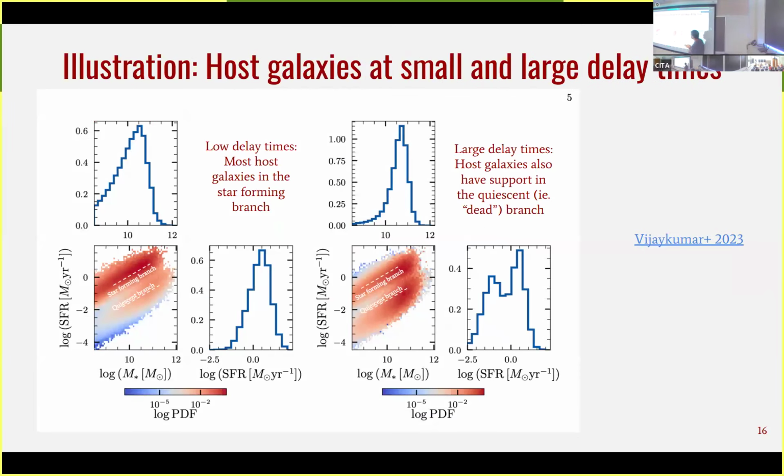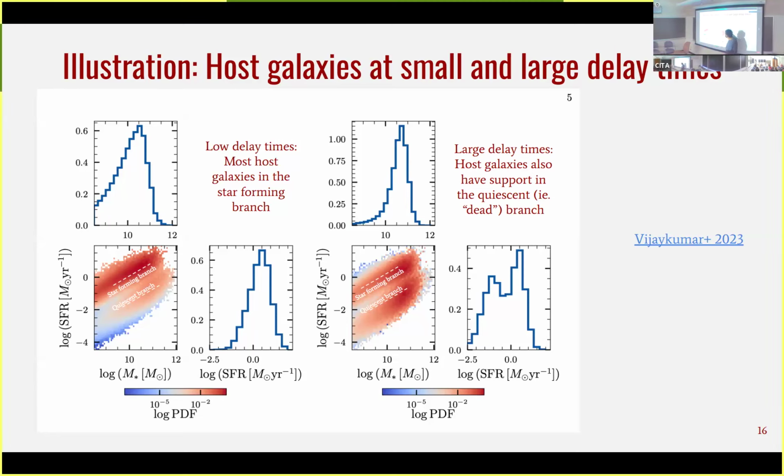Okay, so as I said, the physical picture that you should have in your mind is galaxies form stars, and then those stars evolve to form binary black holes and eventually merge. And if the delay time is short, the galaxies haven't evolved too much, while the binaries have already merged. But if the time delays are long, especially on the orders of gigayears, the galaxy which had formed those stars might not be forming any stars at the epoch where the events actually merge.